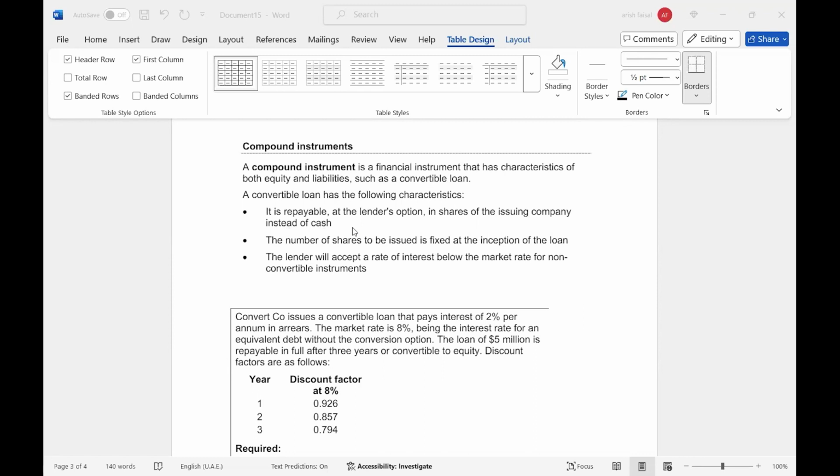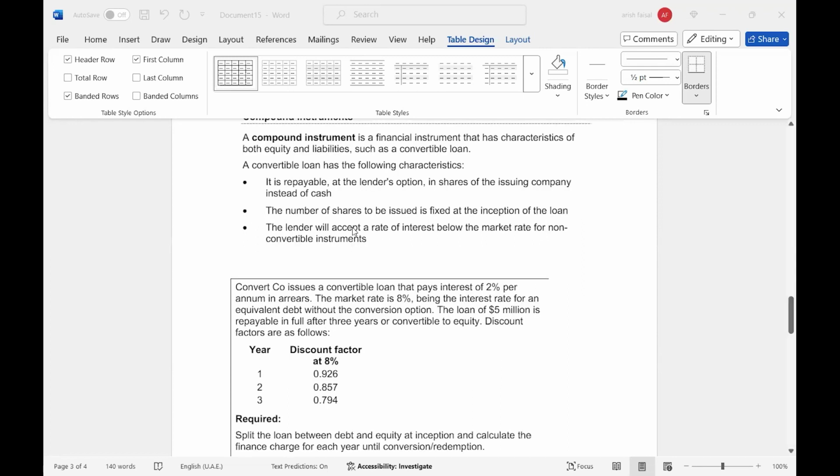So at the lender's option means the investor's option. Either they can take it in terms of cash, or they can take it in terms of shares. So it's up to them. But how many shares they will be issued or they will take will be decided at the start of the agreement. So that's to be decided when the company was issuing the compound instrument or the convertible loan.